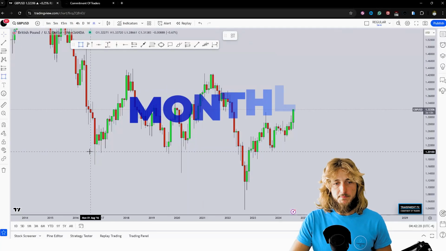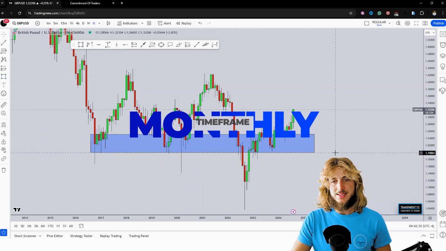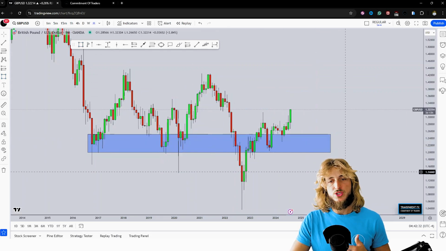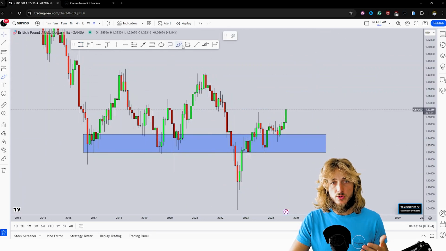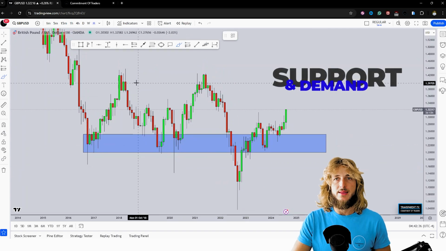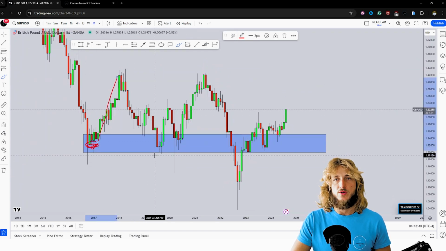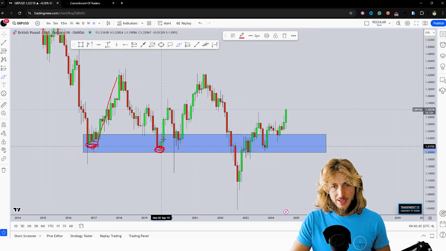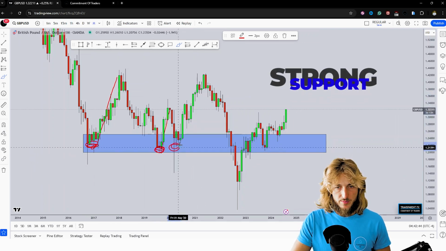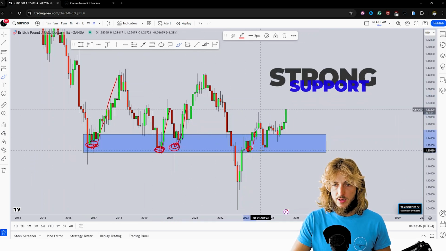Starting from the monthly time frame, what we can see is that at the moment we have a market which is testing a quite strong historical monthly support and demand area. From here, in fact, all this previous rejection to the upside was created. Again here, the market tested its zone and rejected it to the upside. Again here, and again here.